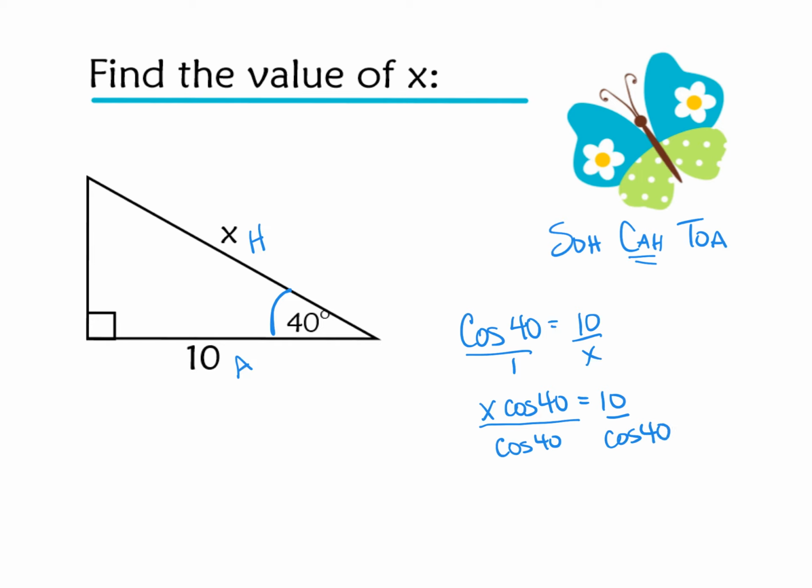Now, again, cosine of 40 is just a number, right? It's a place in a table that the calculator is pulling from its memory. So don't type in cosine of 40 until you're ready to find your answer. Because now I have x isolated, I'm going to type it in. So I would type in 10 divided by the cosine of 40, and I get 13.1.